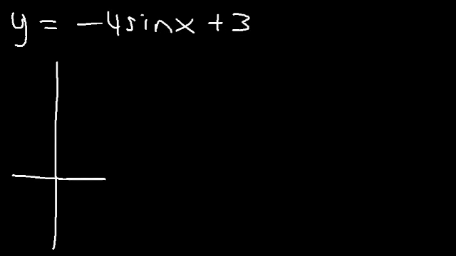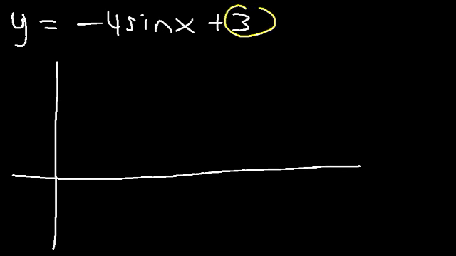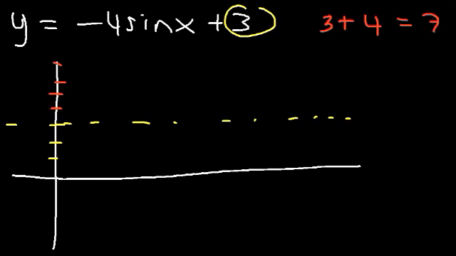Let's try another example. y is equal to, let's say, negative 4 sine x plus 3. So the vertical shift is 3. So the center, or the midpoint line, is going to be at y equals 3. Now, the amplitude is 4. Amplitude is always a positive number. But to find the upper limit, we're going to add 4 to 3, which will give us 7. And to find the lower limit, we're going to subtract 4 from 3. So that's going to give us negative 1.